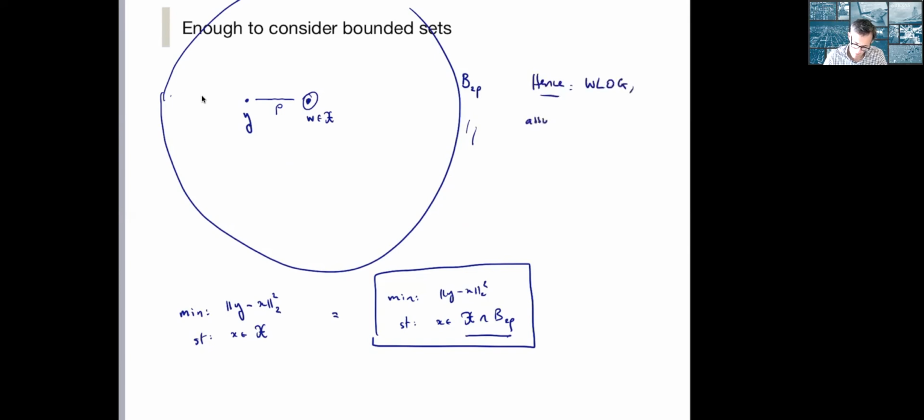So we can assume without loss of generality that x is not just closed and convex. This is what we had assumed before, but the key thing is bounded. This is our additional assumption, without loss of generality.